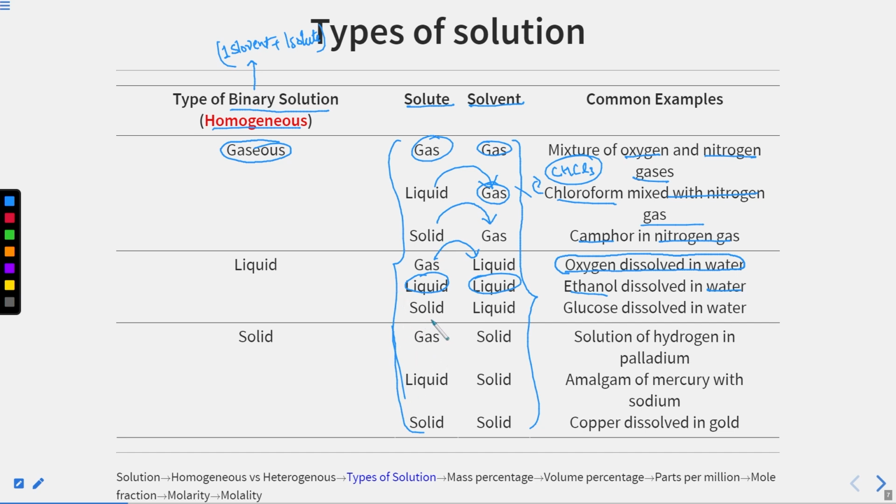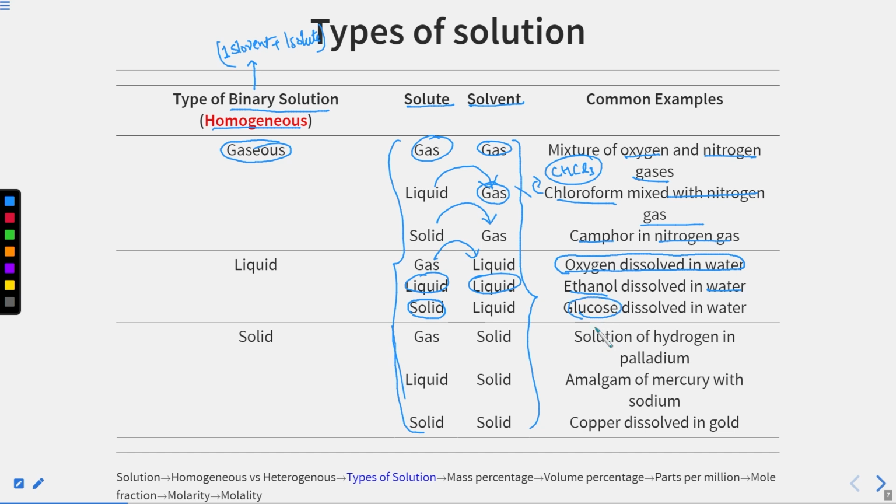Okay. And the most common example of a solution which comes to our mind first when we talk of solutions is a salt in liquid. If a person is asked what a solution is, the first example that would come to mind is the sugar solution or the salt solution, which is an example of a solid in a liquid. We can say glucose in water also.